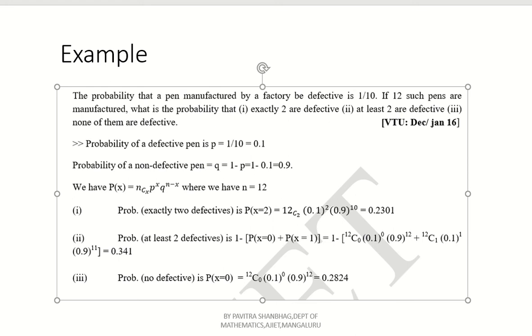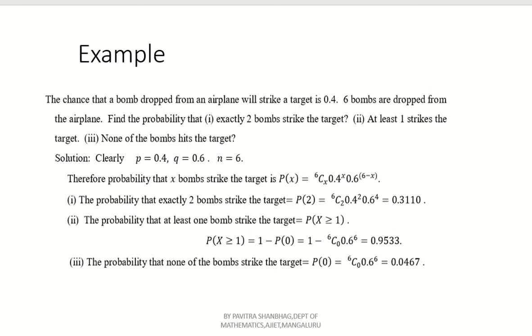Now let us move to the next example. The chance that a bomb dropped from an airplane will strike a target is 0.4. Okay, while reading the question itself, you have to identify what is P, what is Q, what is N. If you identify P, you can easily write Q because 1 minus P is Q. Okay, 6 bombs are dropped. That means N equal to 6, P equal to 0.4, right?